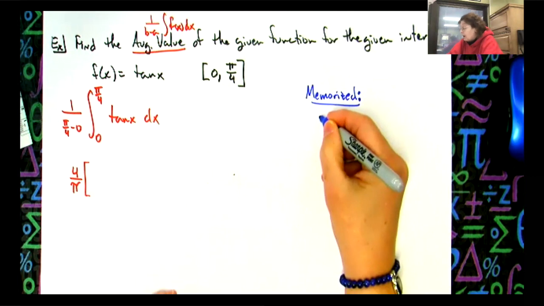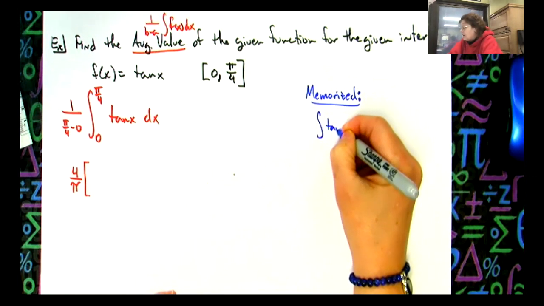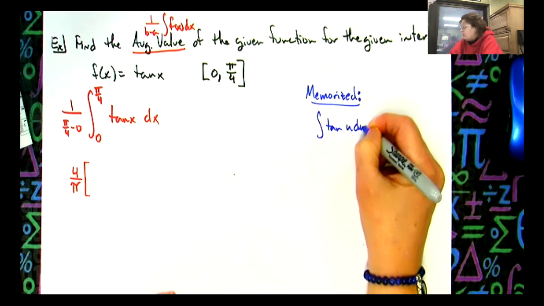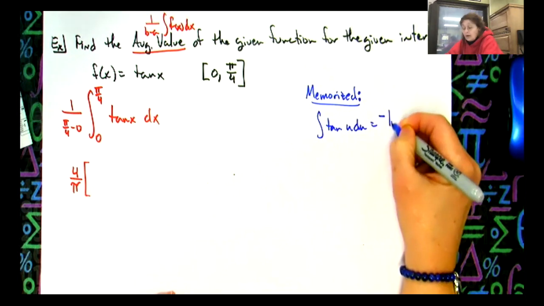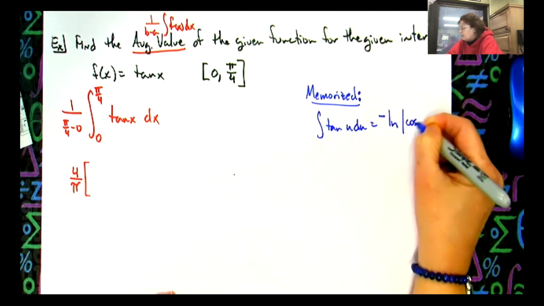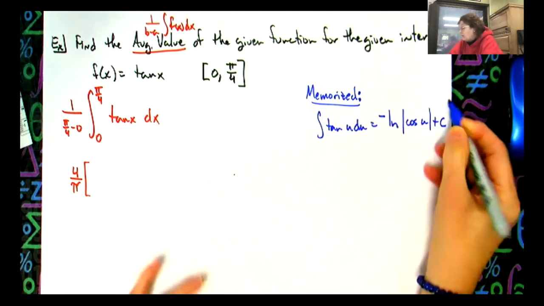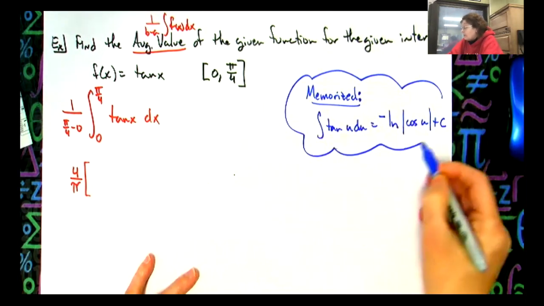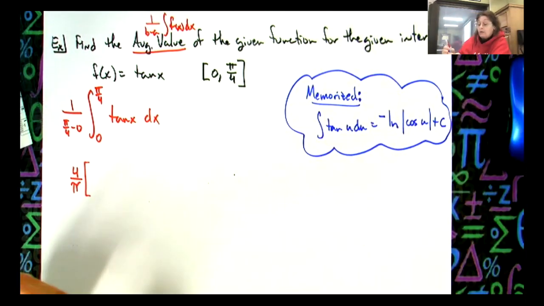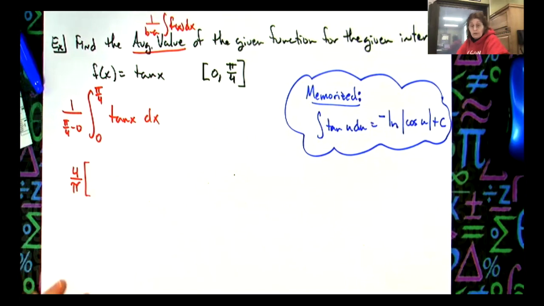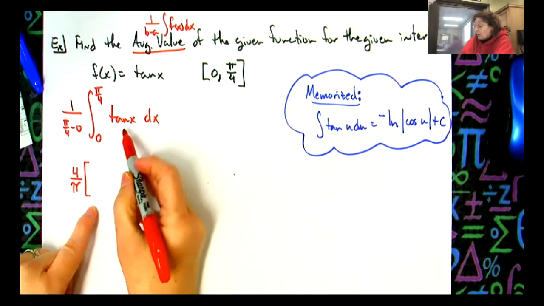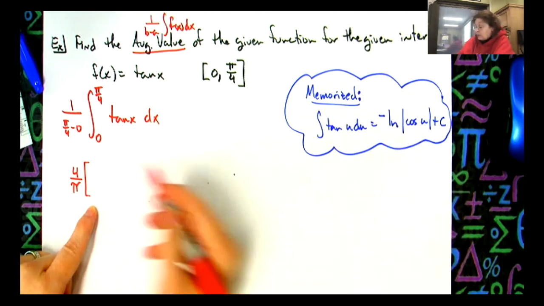The second thing you have to have memorized is that the integral of tangent u du is equal to negative natural log absolute value cosine u plus c. That has to be memorized. And again, I highly encourage you to go watch my video on tricks for how to memorize all those, because it's an awesome trick. All right, so as long as you know that integral, then we're good.